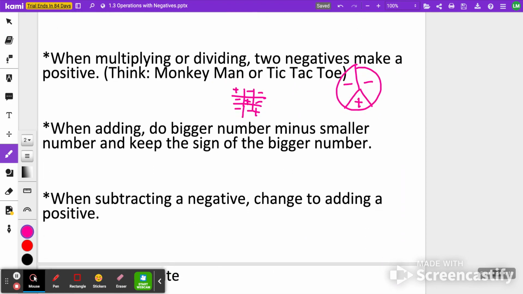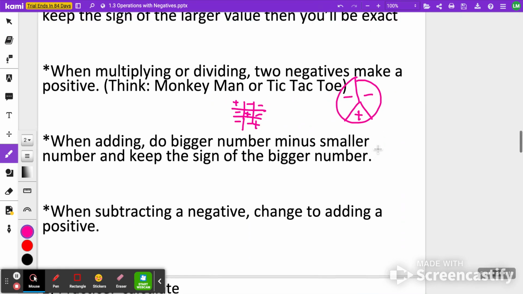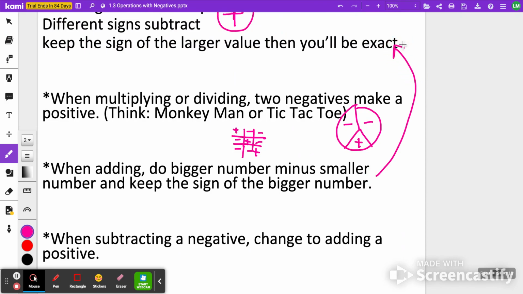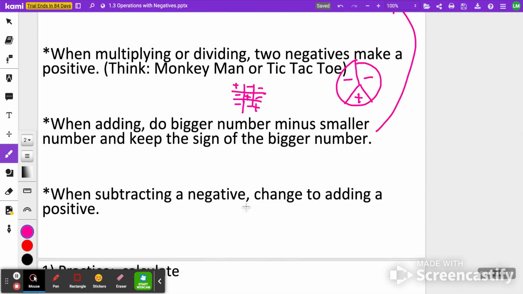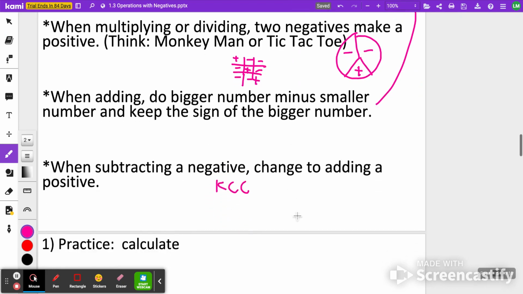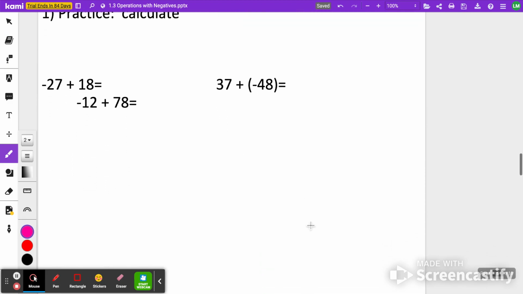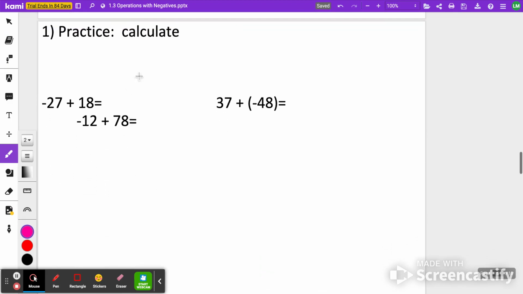When you're adding, you do bigger number minus a smaller number, and then you just keep the sign of the bigger number, which still relates back up here to this song. And then when subtracting a negative, make sure you're changing to adding a positive, also known as keep, change, or adding the inverse. Okay, so what we're going to do here, and this is a little bit funky with the formatting, let's go ahead and pause now, see if you can figure out what these three are equal to, and when you're done, click play.